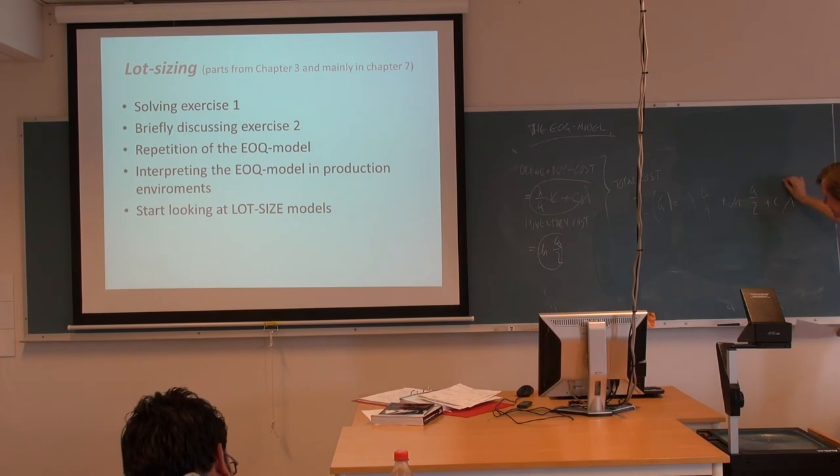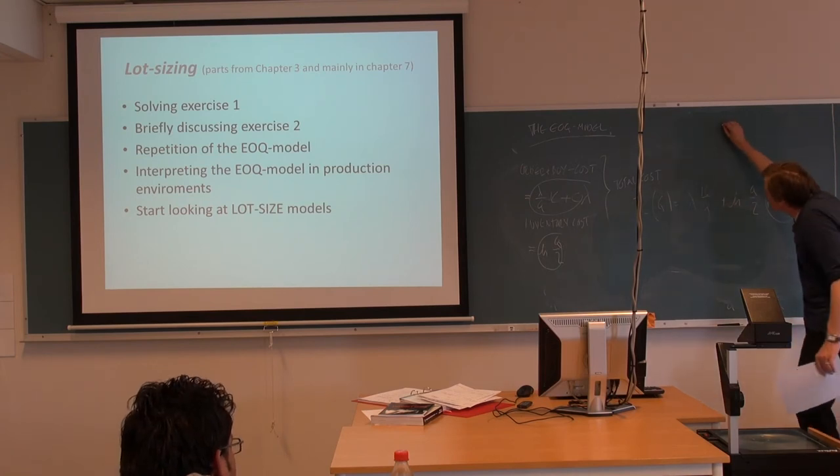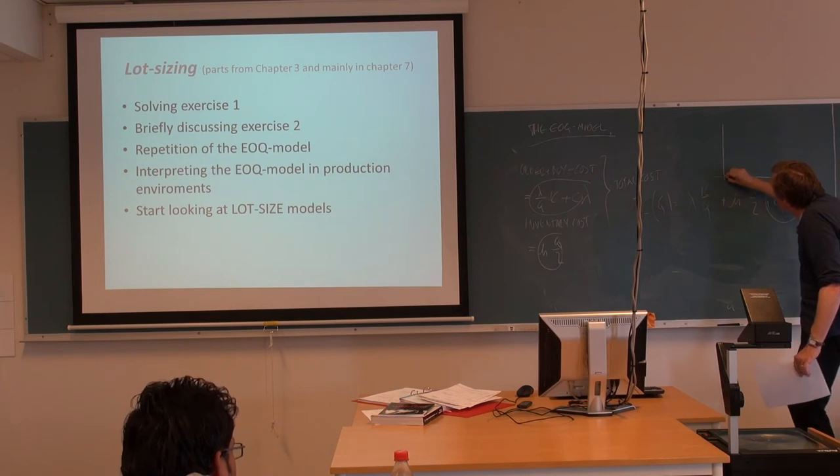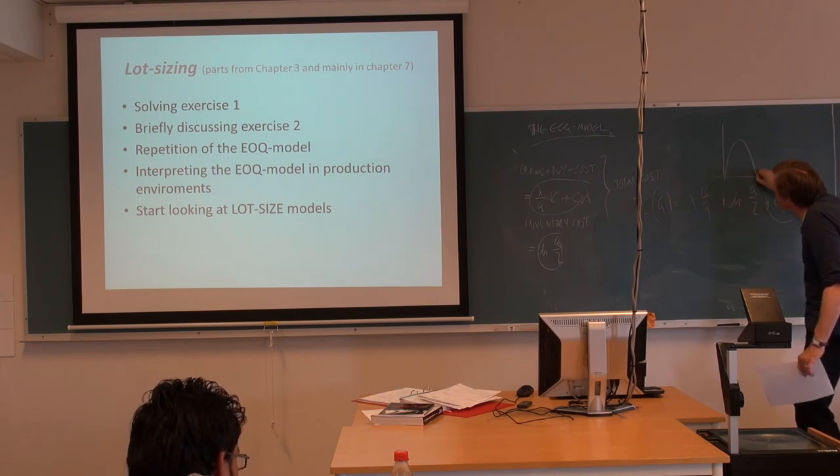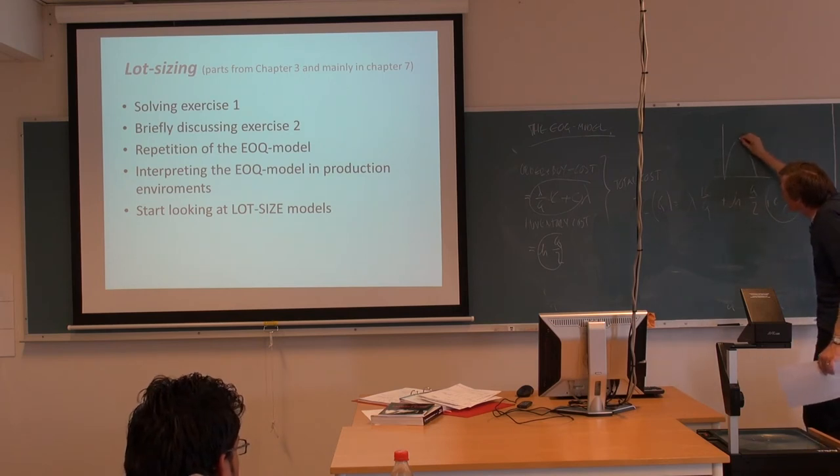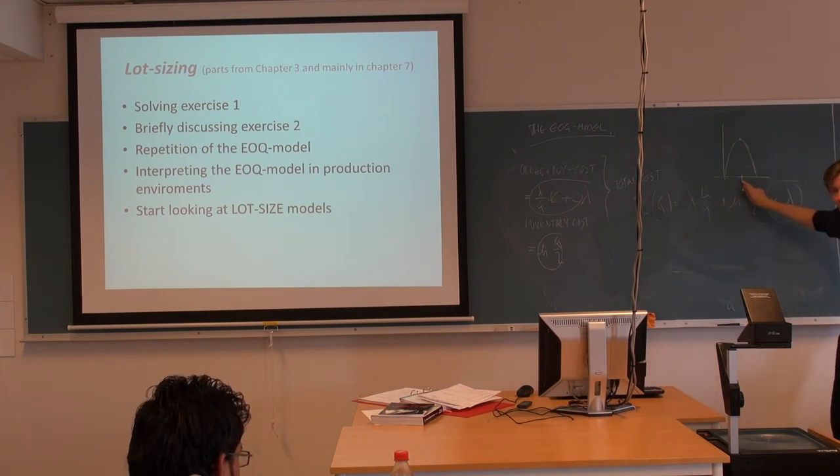The reason for that is that this is not a function of Q, so this is a constant, isn't it? It doesn't vary when Q varies. And if you think about optimization here, suppose I want to find the maximum of this function. That is this point, which produces a value on the x-axis here. This is my optimal solution, the value I'm looking for.